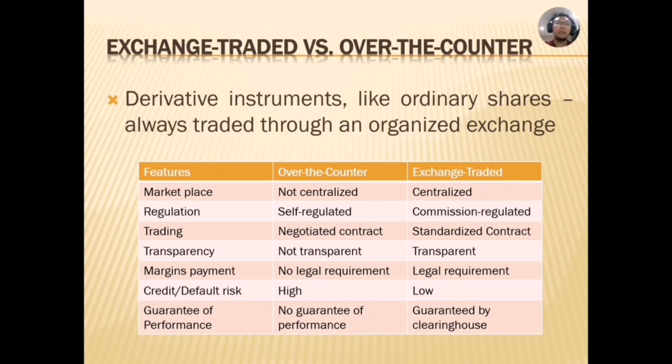For credit or default risk, over the counter is very high. Exchange traded is very low in terms of credit risk. And then the guarantee of performance: over the counter has no guarantee of performance. In exchange traded, it is guaranteed by the clearing house.